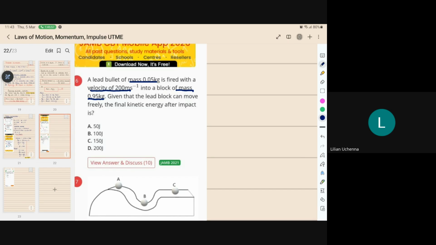All right, so let's have that. It's assumed that they are going to move with a common velocity. That's what I'm assuming. So we have our M1.